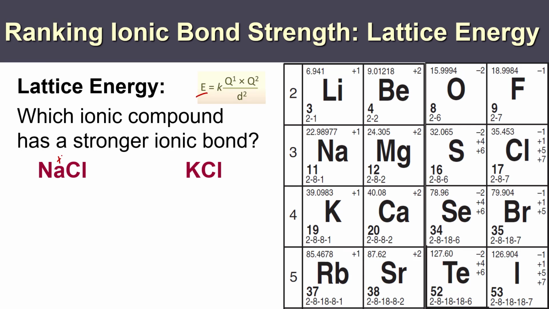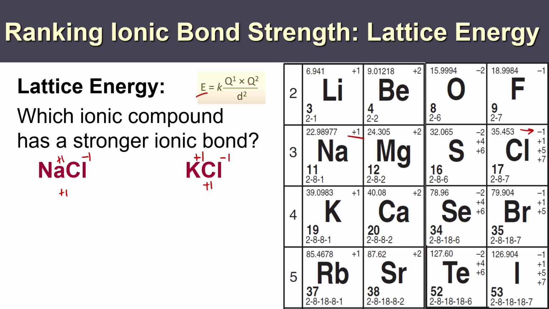Well, if I look at the periodic table, I see sodium is a +1, and I see chlorine over here is going to take a -1 when it becomes a chloride ion, and I see that the K is a +1, and we know, because we just did it, that the Cl is a -1 too. So in terms of my value for Q1 times Q2, I'm going to get a +1 for both of these. Remember, we're taking the absolute value of the charges when we multiply them.